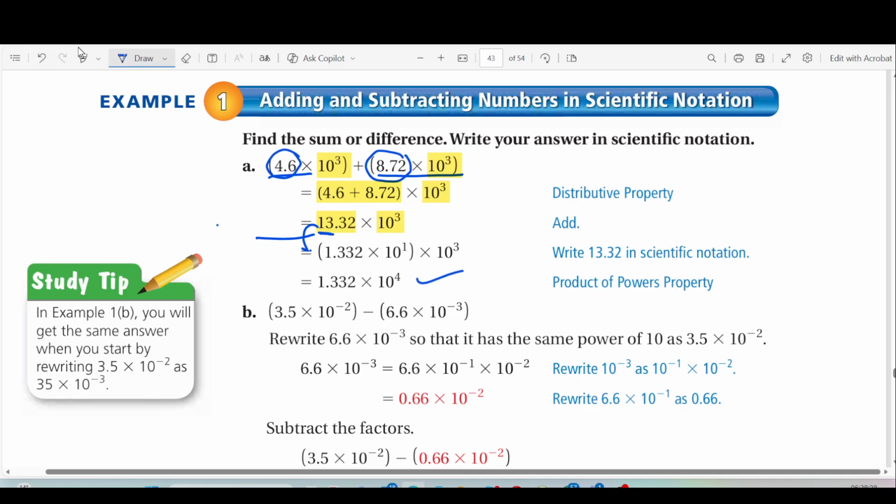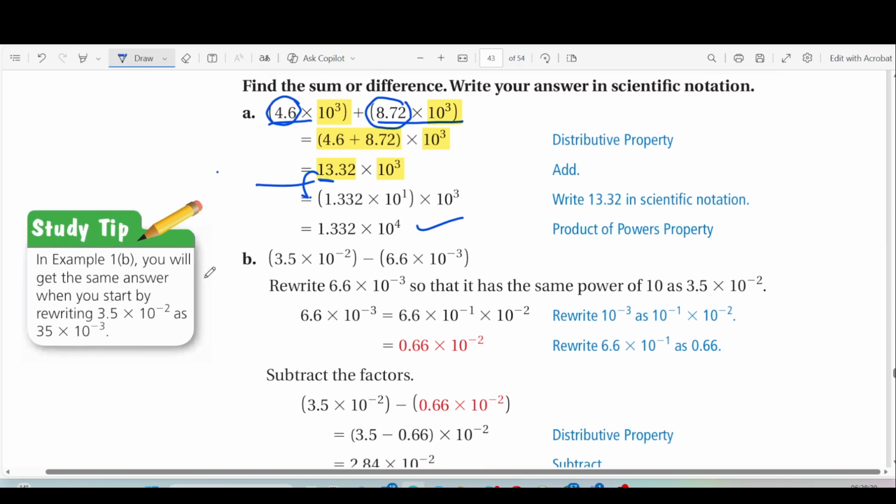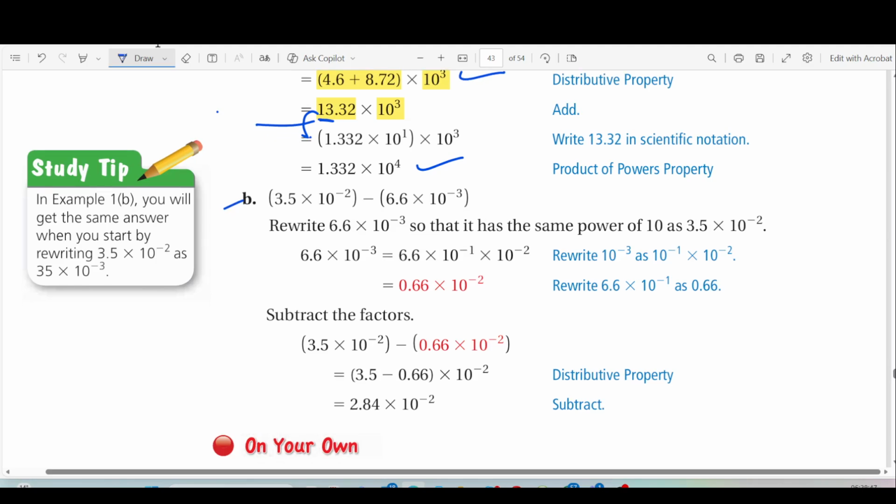In the second one, we are subtracting. Only if the exponent is the same can we take it common and just subtract or add the numbers. Here, first we subtract these two, 3.5 minus 6.6, but we cannot directly subtract because the exponent is different. One is -2, another is -3. So we can write this -3 as 10 to the power -2. We can convert it.